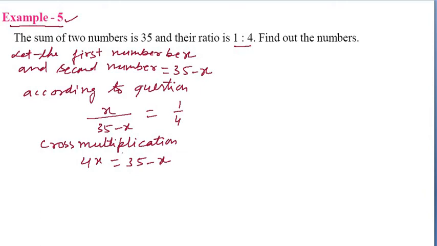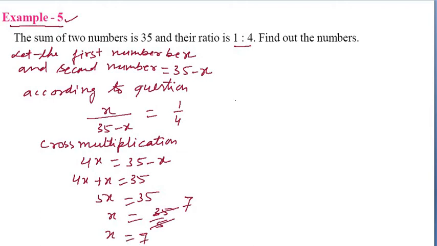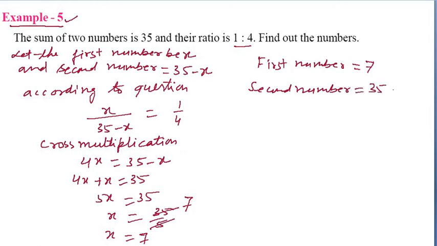Now transfer this x to the left hand side. So 4x plus x will be equal to 35. So 5x will be equal to 35. Then x equals 35 divided by 5. 5 ones are 5 and 5 sevens are 35. So x will be equal to 7. So you can write here the first number is equal to 7. Now the second number you can find. The second number will be equal to 35 minus 7. So that means it is 28. So this is your answer.